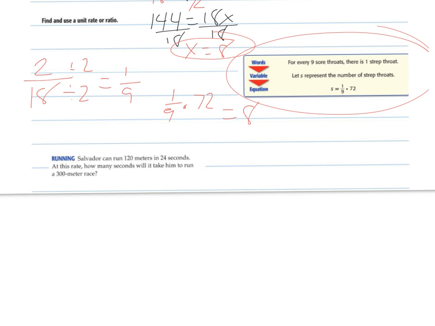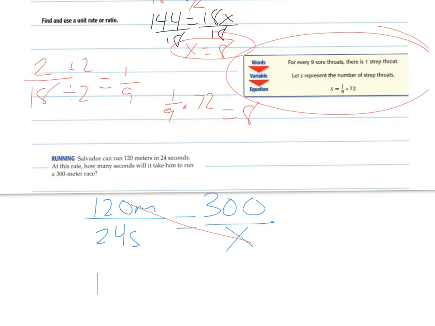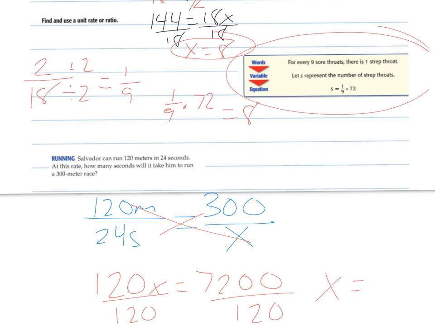So Salvador can run 120 meters in 24 seconds. At this rate, how many seconds will it take him to run? How many seconds, that's what we don't know, to run 300 meters. We set up a proportion. Cross products, 120x is equal to 300 times 24. Then we divide to find out that it could take him 60 seconds.